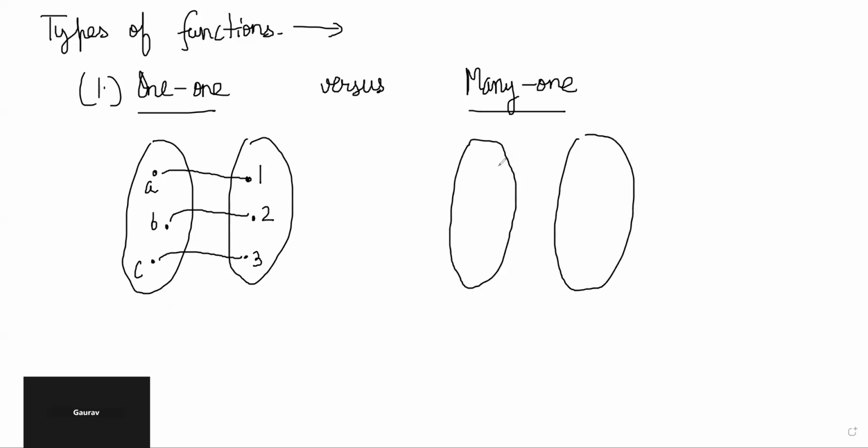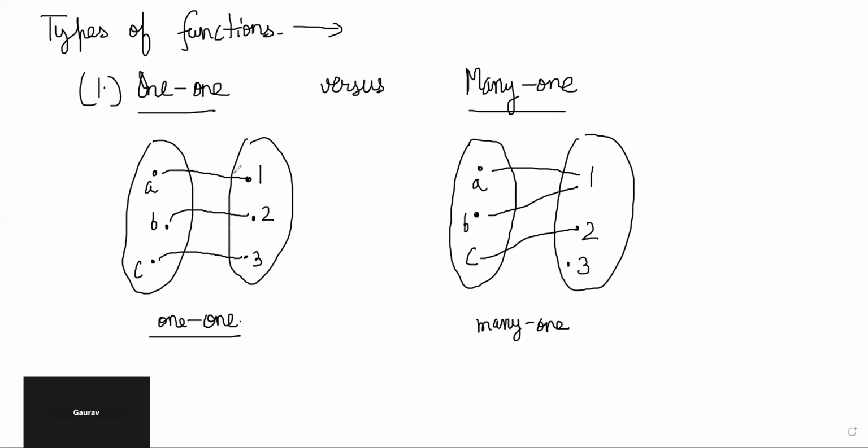It is possible functions could be like this. A is connected to 1 and B is also connected to 1 and C is connected to 2. You can see here that many inputs are giving the same output. So this is a many-1 function and this is a 1-1 function. So when you have a 1-1 function, you cannot have a situation where multiple inputs are giving the same output.